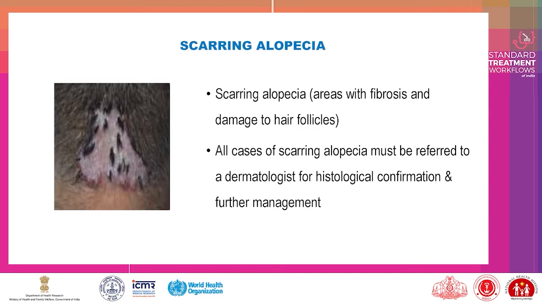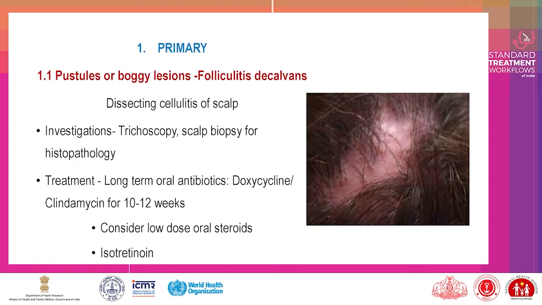Scarring alopecia. Scarring alopecias are areas with fibrosis and damage to hair follicles. All cases of scarring alopecia must be referred to a dermatologist for histological confirmation and further management. Primary pustules or boggy lesions: folliculitis decalvans, dissecting cellulitis of scalp. Investigations include trichoscopy, scalp biopsy for histopathology. Treatment: long term oral antibiotics, doxycycline or clindamycin for 10 to 12 weeks. Consider low dose oral steroids and isotretinoin.